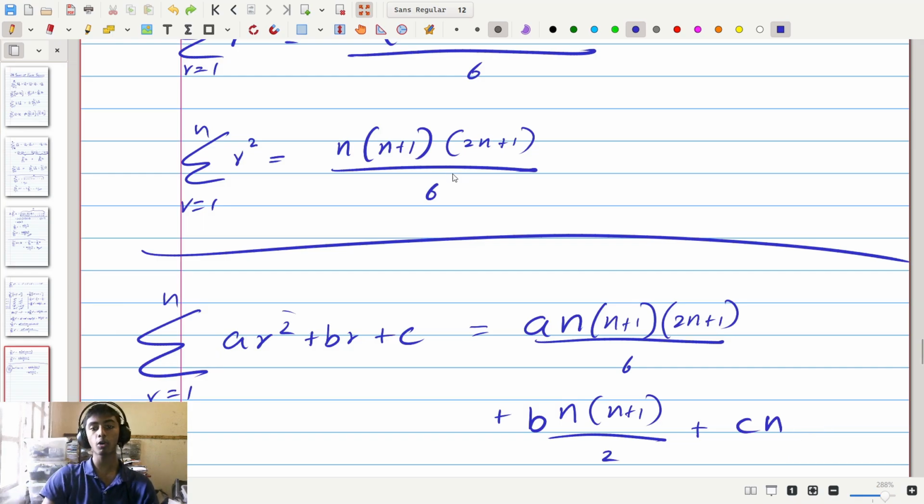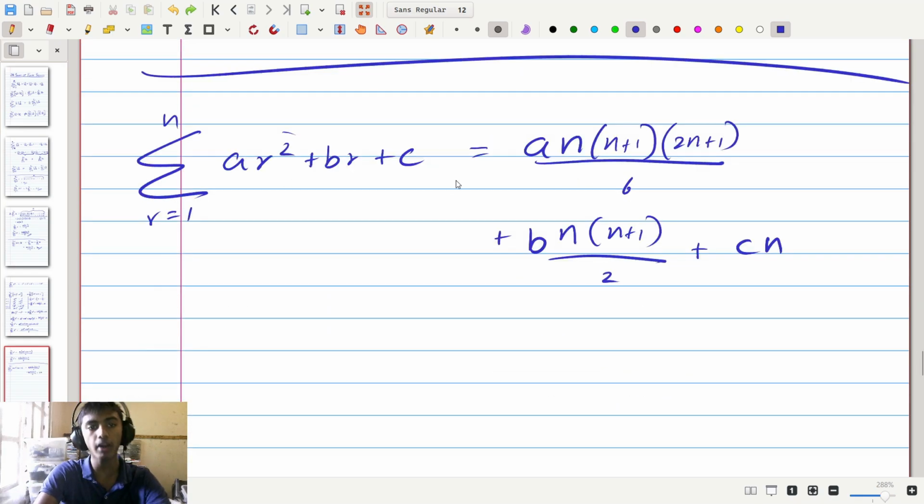So therefore, this is the common general form for the sum from r equals 1 up to n of ar squared plus br plus c.